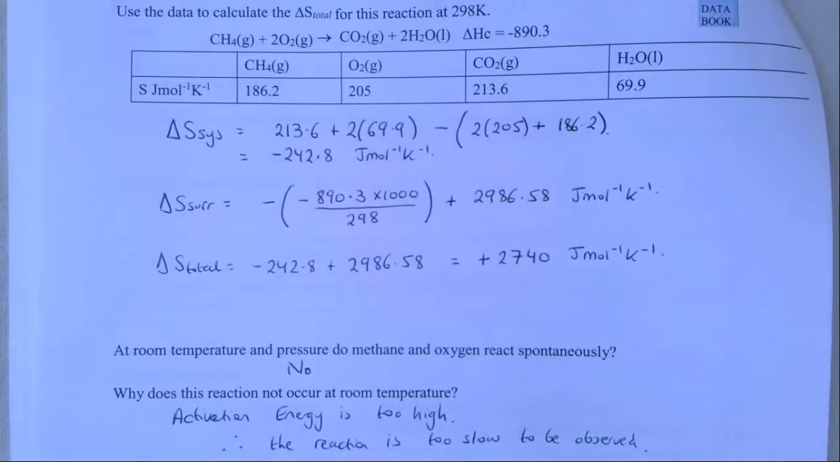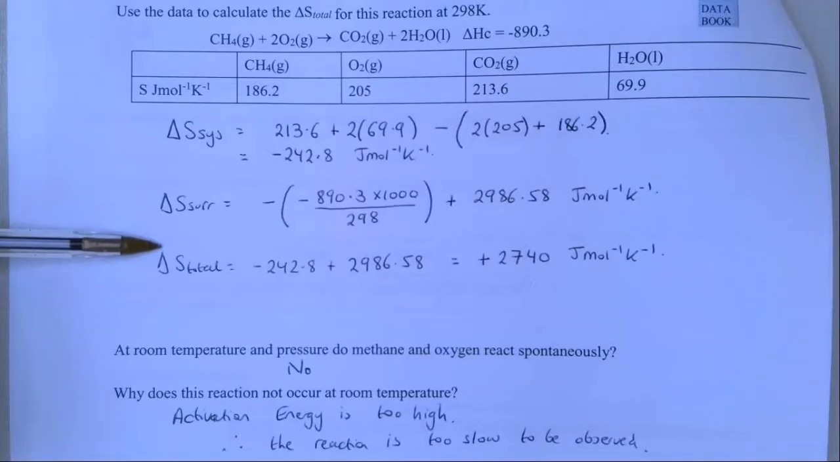But we also know from experience that methane and oxygen do not react spontaneously together, or at least not at room temperature and pressure. Now, does this mean we've somehow broken the second law? Well, of course not, because nothing breaks the second law. But this delta S total value here only tells me that the reaction is spontaneous, in other words, it goes at room temperature and pressure. But it doesn't tell me how fast it goes.